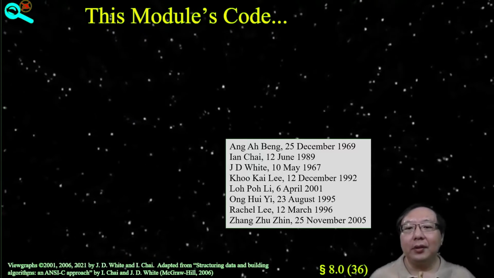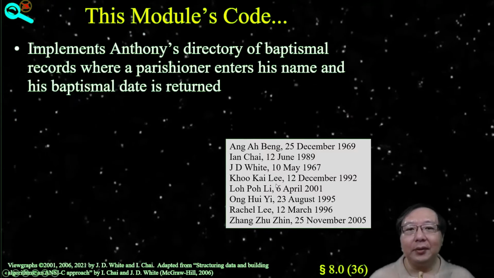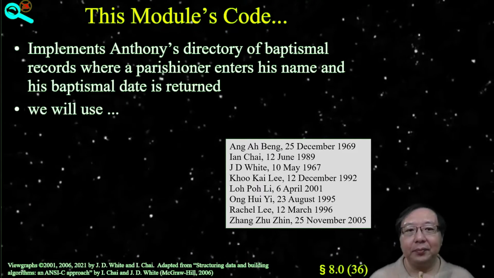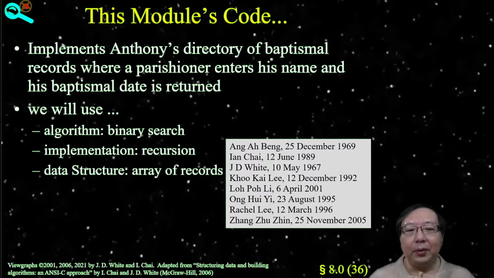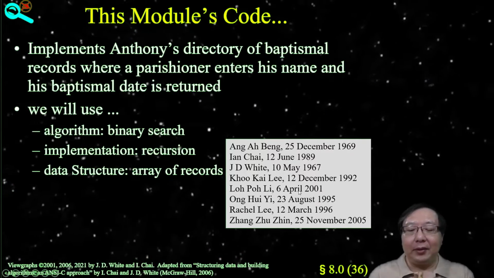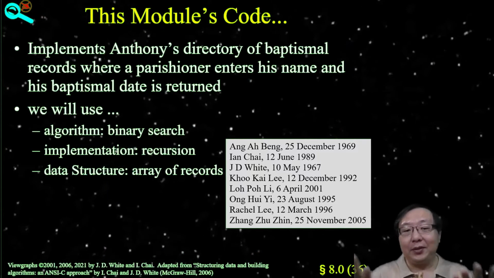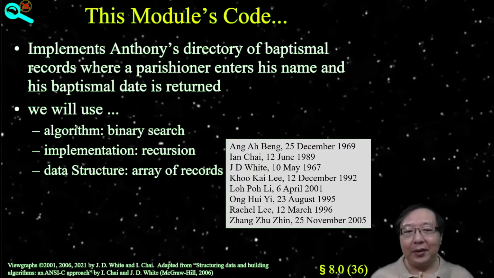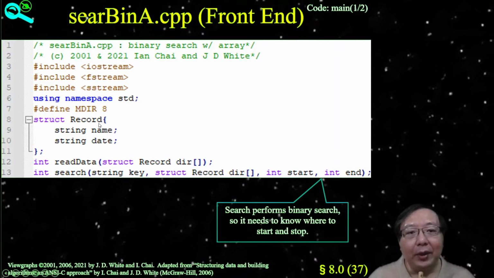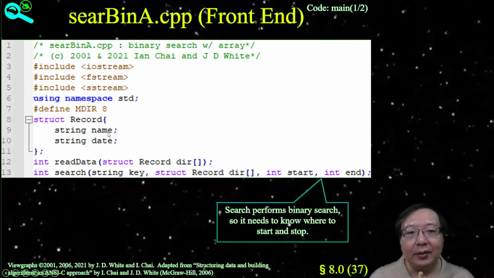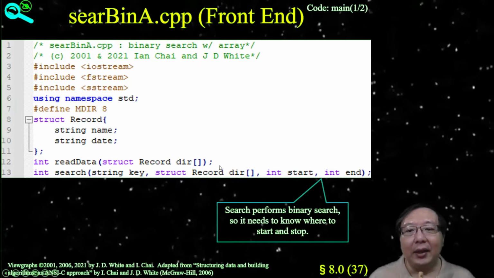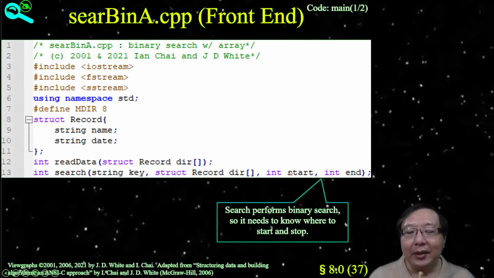So again, we have the same data, and we're going to do it with binary search. We will use recursion to split, because when you split it in half, you just do the same thing as you did earlier, only with half of the records. So here's what we do. We have a record that has the name and the date, just like we did in the sequential search. And now we have to tell it the start and end.